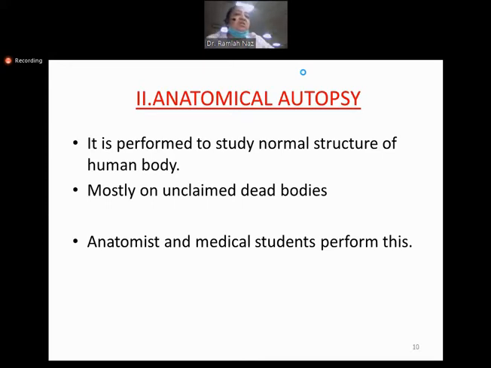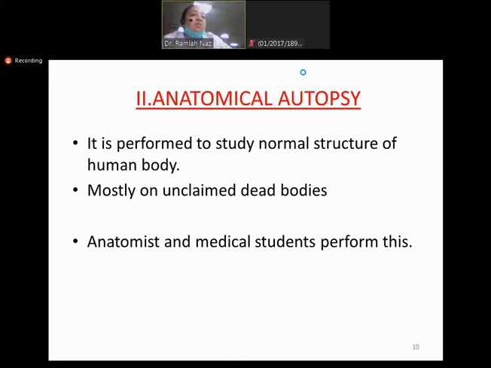So usually the anatomical autopsy is related to that. Now it is not being allowed for medical schools to perform it because of the lot of hazards related to such autopsies, because usually these autopsies are performed on unknown bodies. So you never know whether they were infected with any kind of contagious disease like HIV or AIDS.